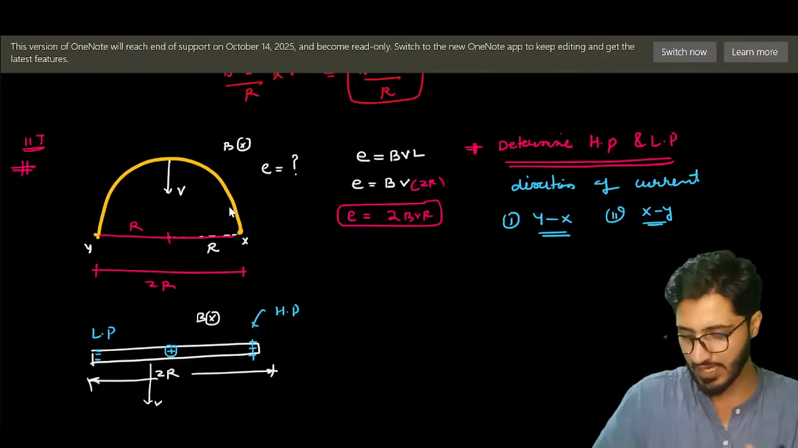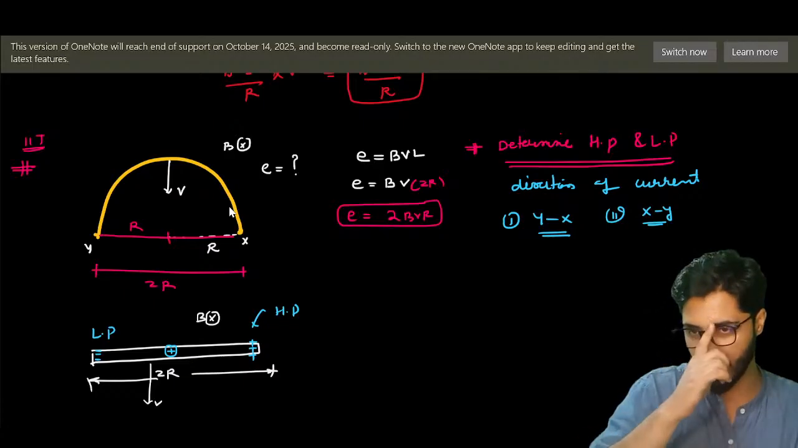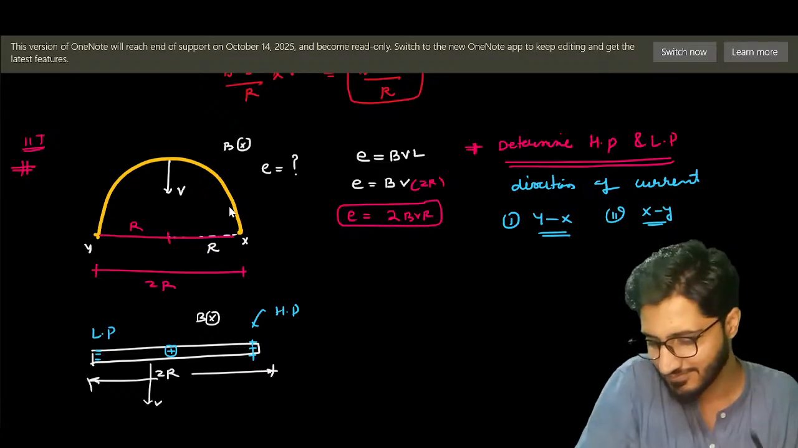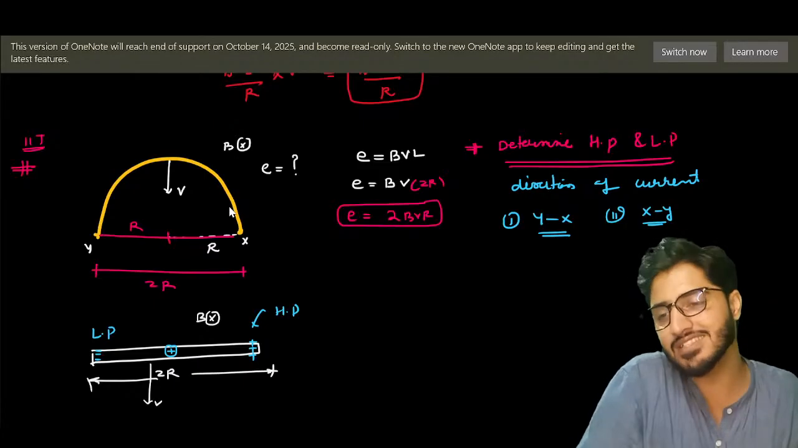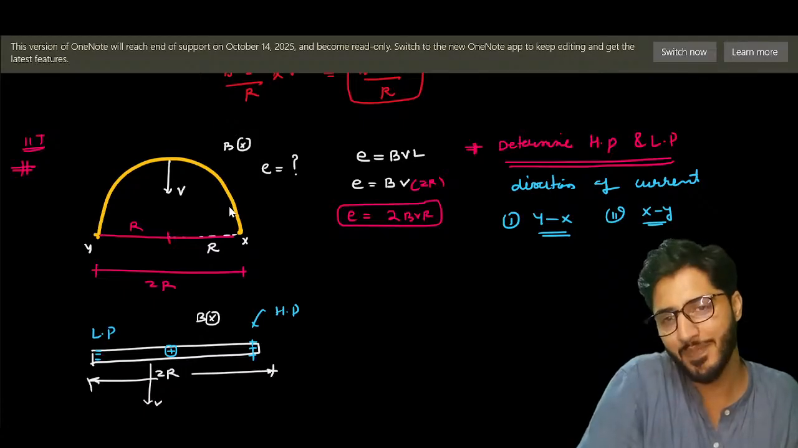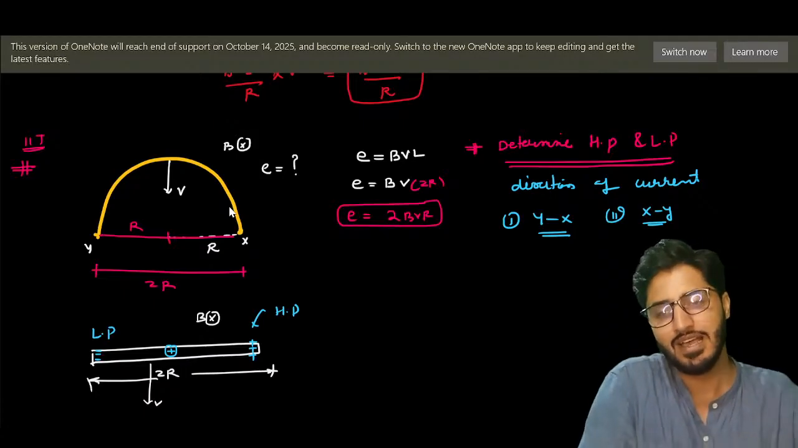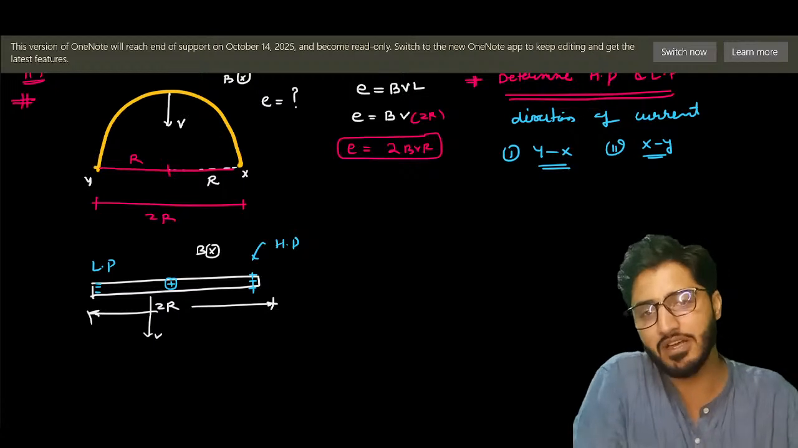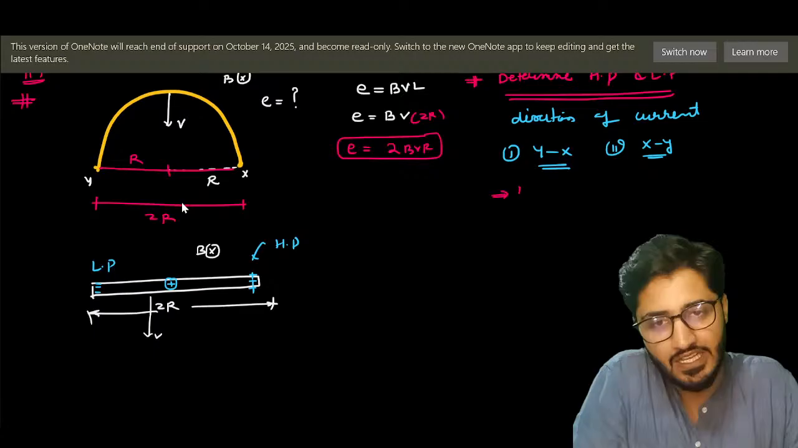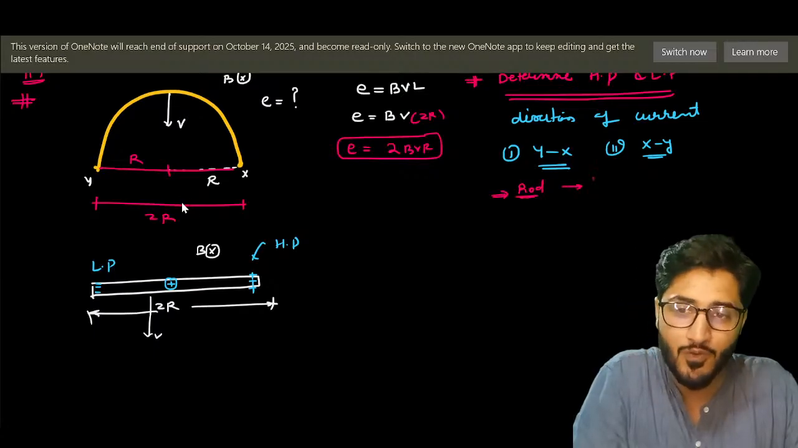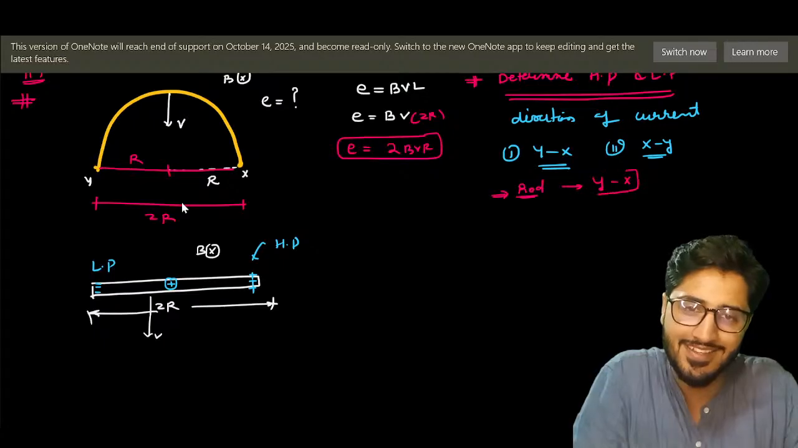Yes. So is the answer X to Y or Y to X? Do you know why I asked you this numerical? Look, every time now, if we are talking about the rod here, I will specify it. If we are talking about the rod, current will flow from Y to X, low potential to high potential.